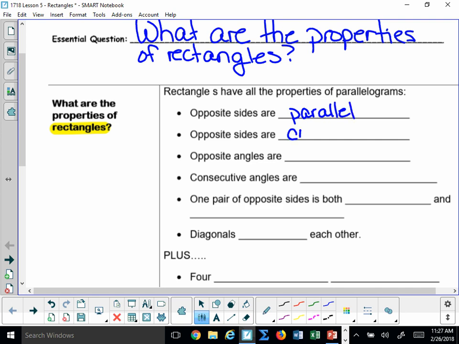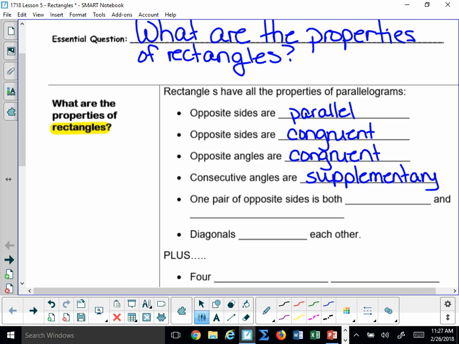2 pairs of opposite sides that are congruent, 2 pairs of opposite angles that are congruent, consecutive angles that are supplementary, one pair of opposite sides that is both parallel and congruent, and last but not least, diagonals that bisect each other.